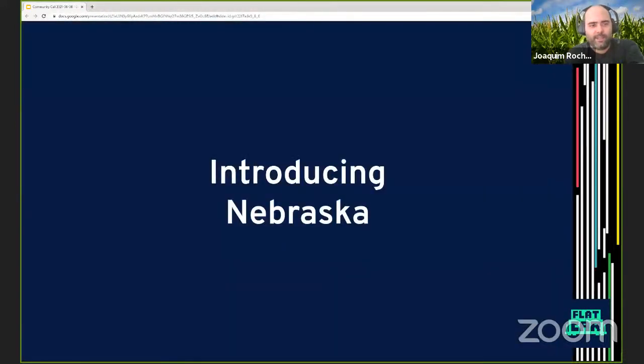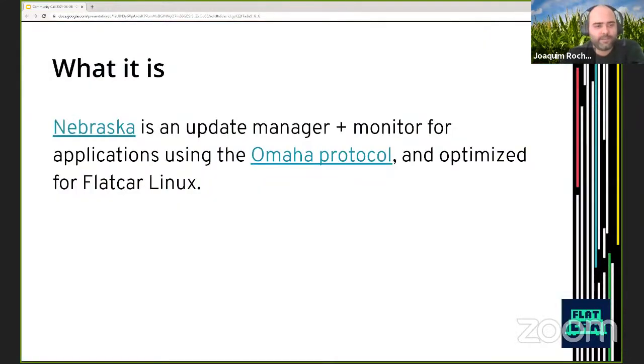So Nebraska comes to help with all of these. Next. Like I said, it's an update manager and also a monitor. It uses something called the Omaha protocol. That's why it's called Nebraska. The Omaha protocol is something that Google maintains, and it was used, I don't know if it's still used, as the protocol for the update policy around stuff like Google Earth and others.